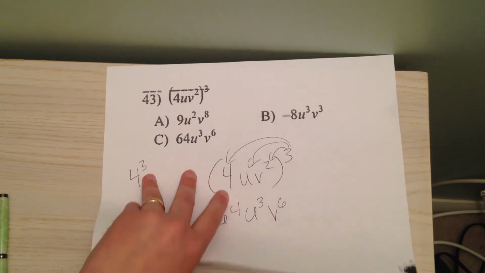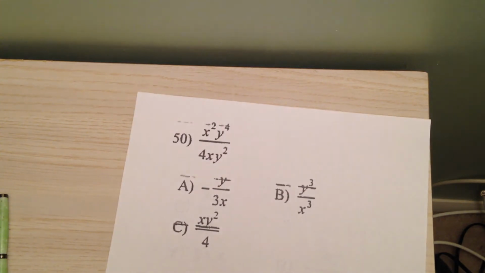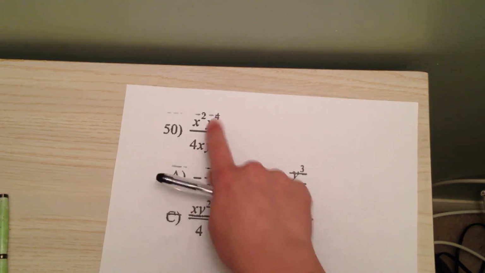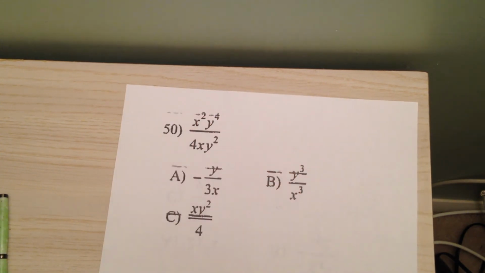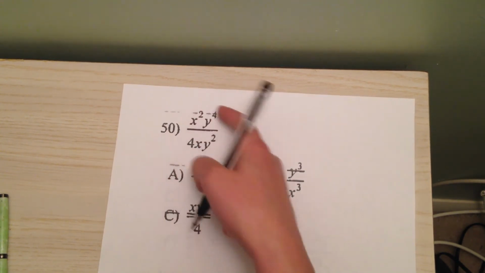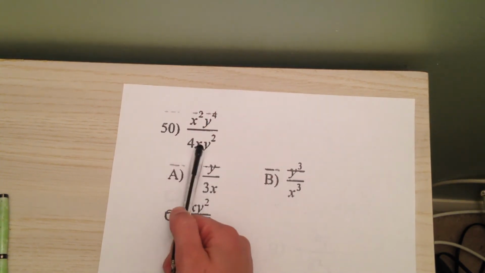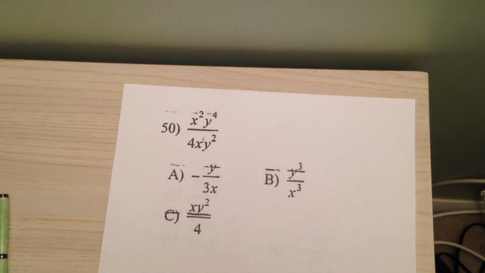All right, our next exponents question has division in it. And those are not negatives. They are just some bad printing. So that is x squared y to the 4th over 4x to the 1 and y squared. So we're going to cancel like things on top and bottom.